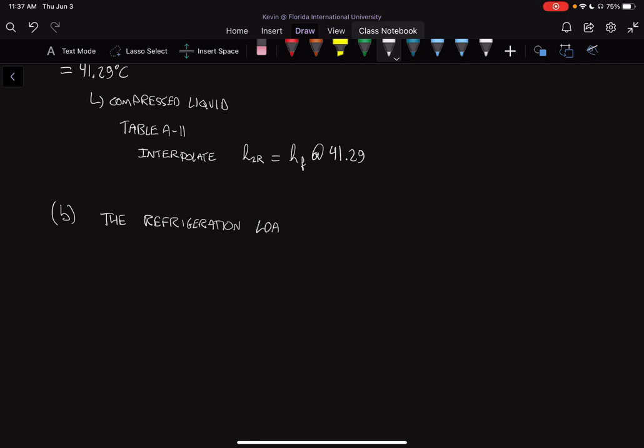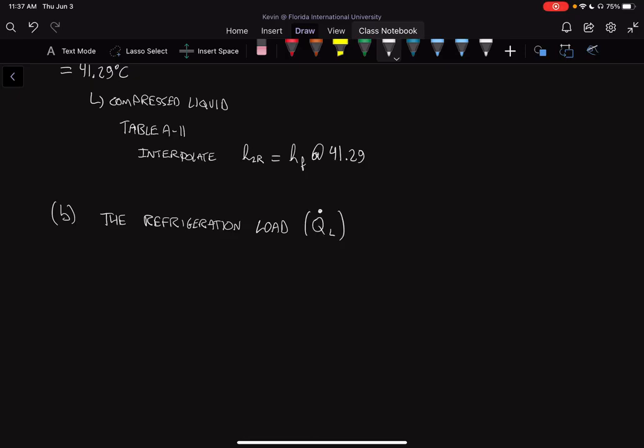So what does the refrigeration load mean? That's another thing in your book. Sometimes they ask you a question and they don't really tell you what the refrigerant load is. Even in your actual text, you don't really see it. But the refrigerant or the refrigeration load is Q dot L.